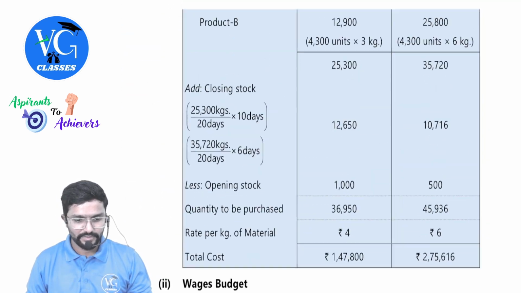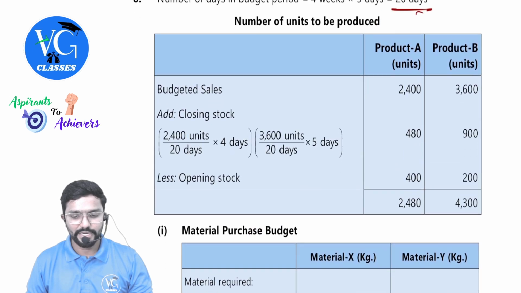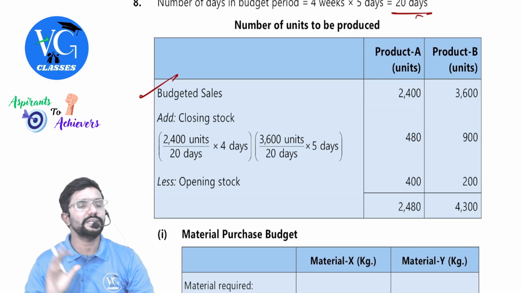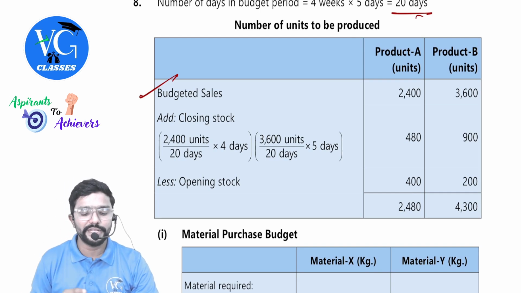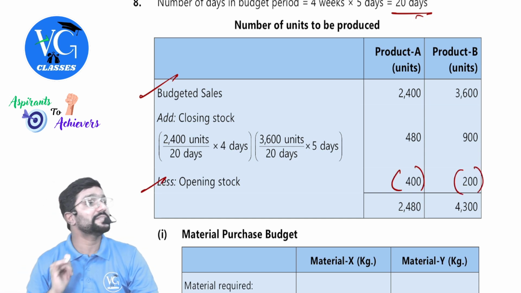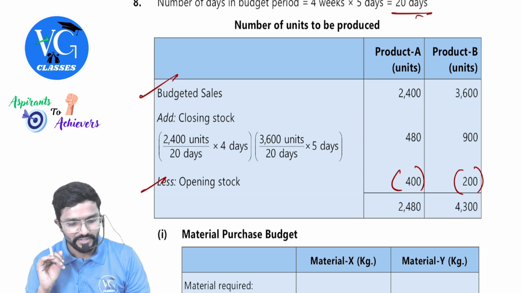Oh, they have not done any working, not straight above calculation. Okay, guys, listen here. Budgeted sales they have given: 2,400 and 3,600. Closing stock and opening stock. Opening stock they have given straight away. Take it, copy paste. Closing stock they have given in some pattern. Very interesting.